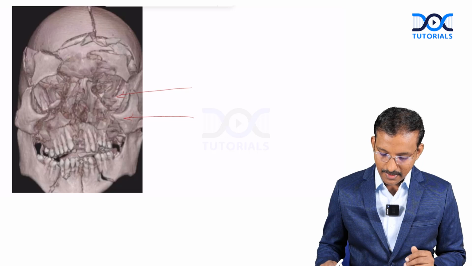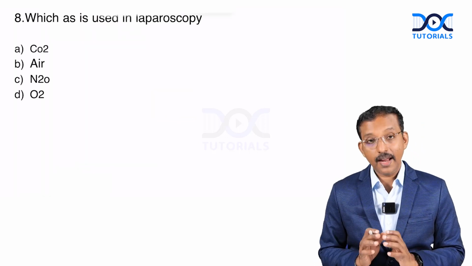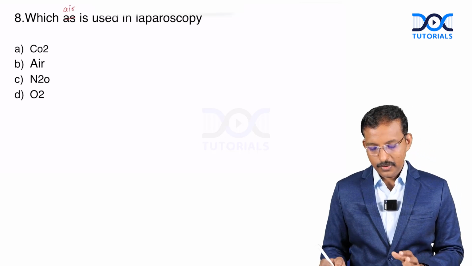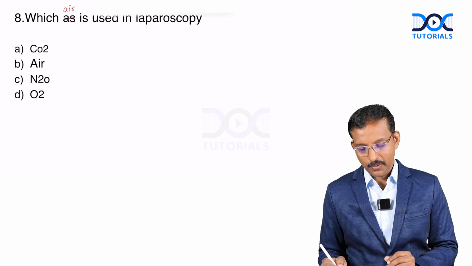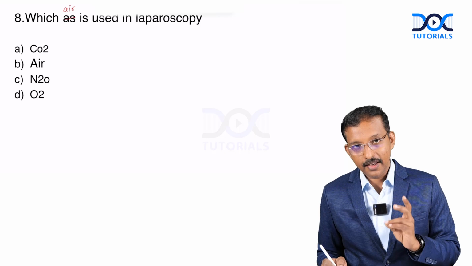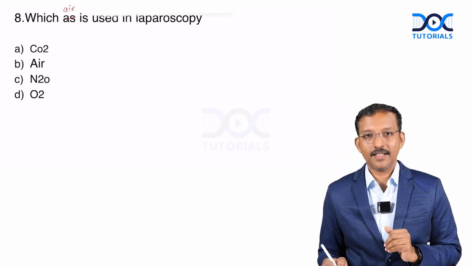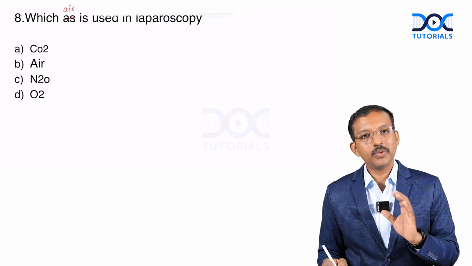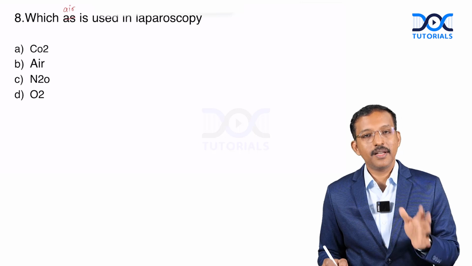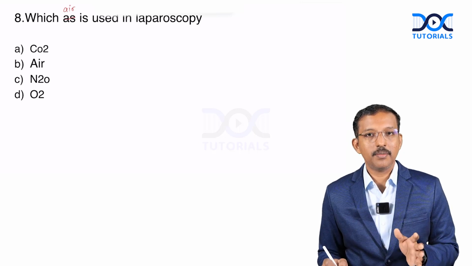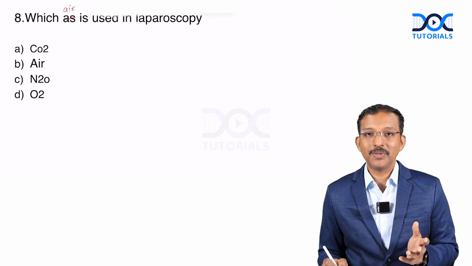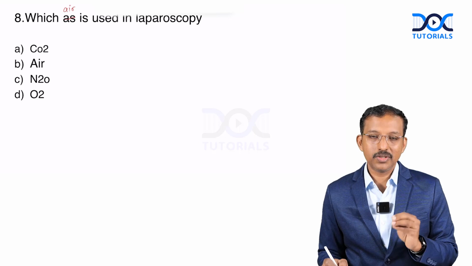Now please see the last question: which of the following is used in laparoscopy? They asked whether it is carbon dioxide, or air, or nitrous oxide, or oxygen itself. All of you know that in most parts of India, we perform laparoscopies by administering carbon dioxide. The biggest advantage is that it is not inflammable, it doesn't interfere with the cautery, it is freely available, cheap of course, and it is actually inert. Most of the time it is inert.